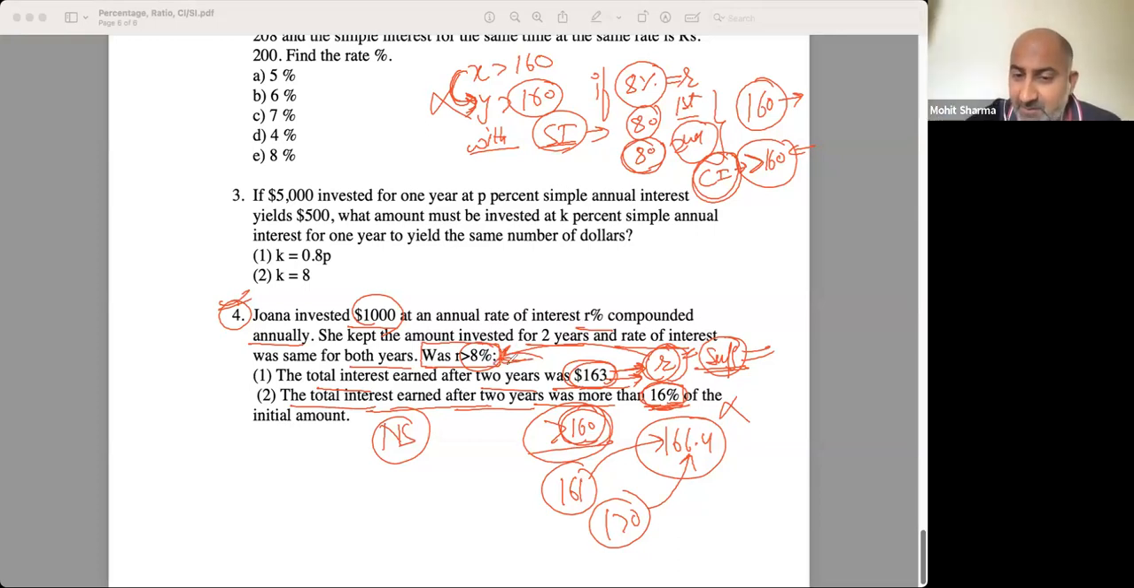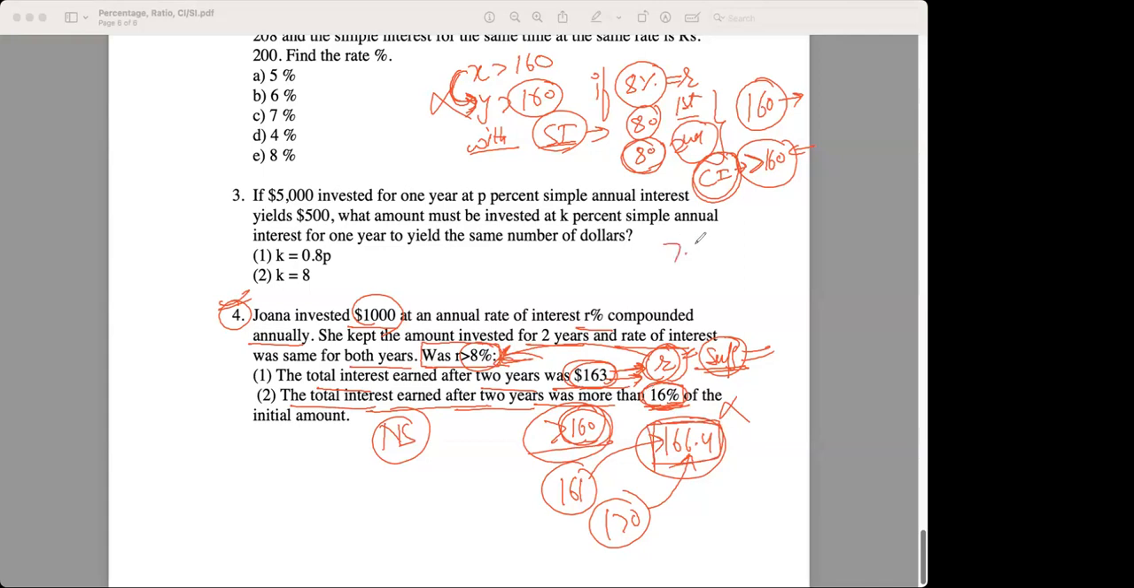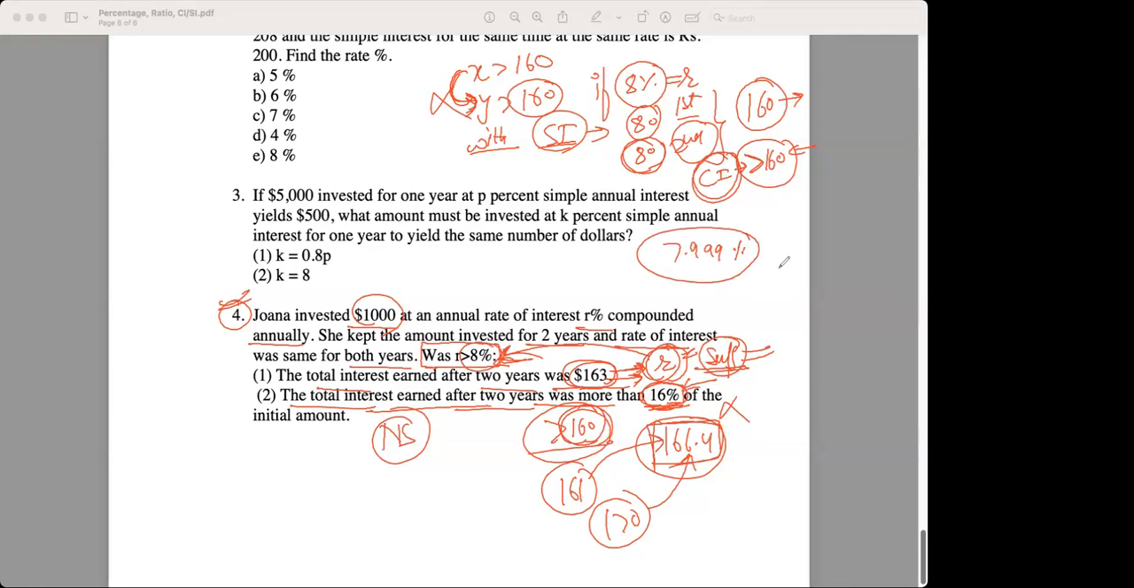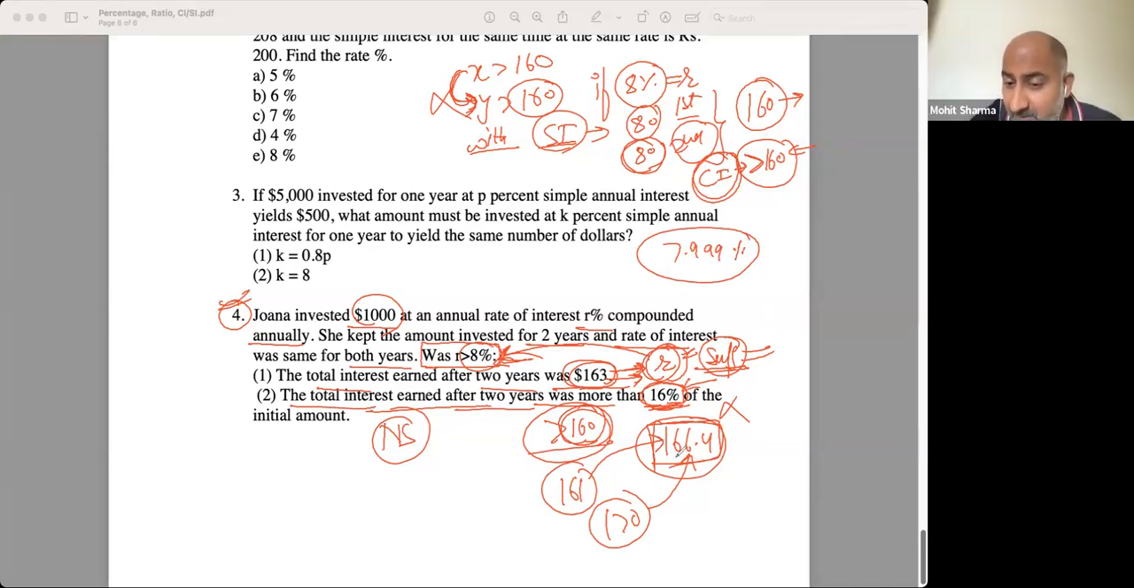No. With 8%, the interest for 2 years would actually be 166.4. That means with 7.999% as the rate of interest, I can still get more than 16% after 2 years, I mean cumulative of 2 years, because it is compounding. Understood? So with 8% it will be 166.4. That means with slightly less than 8%, it can still be more than 160.